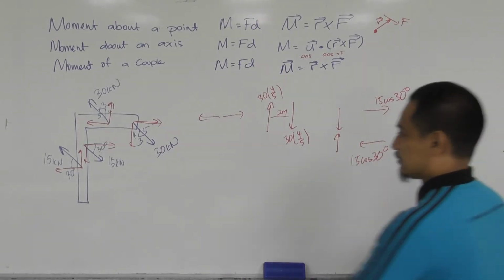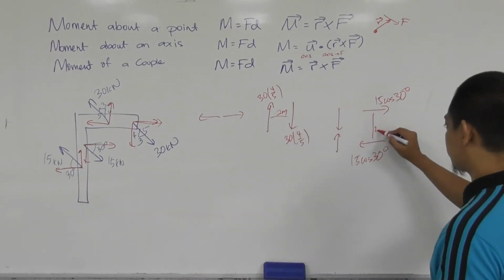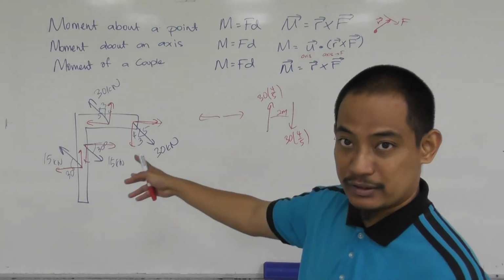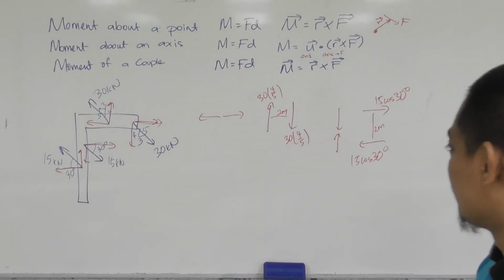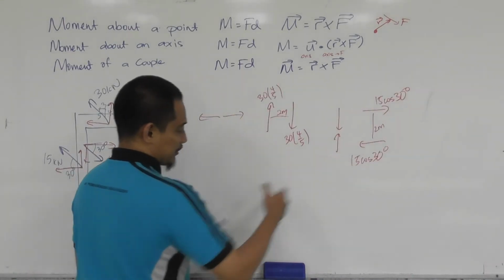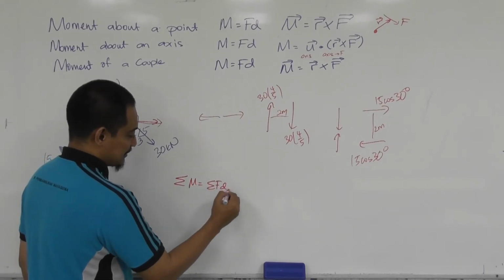How do you get that? This is 15 cos 30. And the distance here is also given as 2 meters. Right, so that is what the question gives. I didn't write it there, but it's 2 meters that distance. So how to get the resultant moment is simply just add the moment of each. Right? So summation of moment is basically summation of F times D.